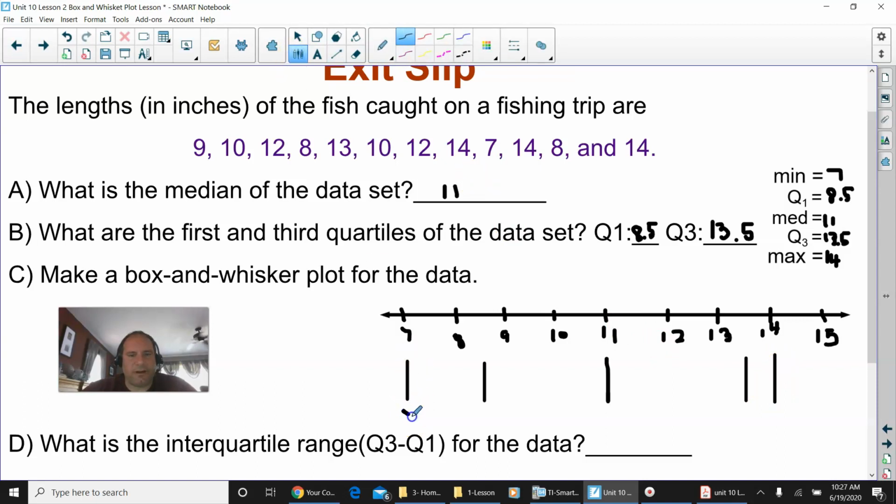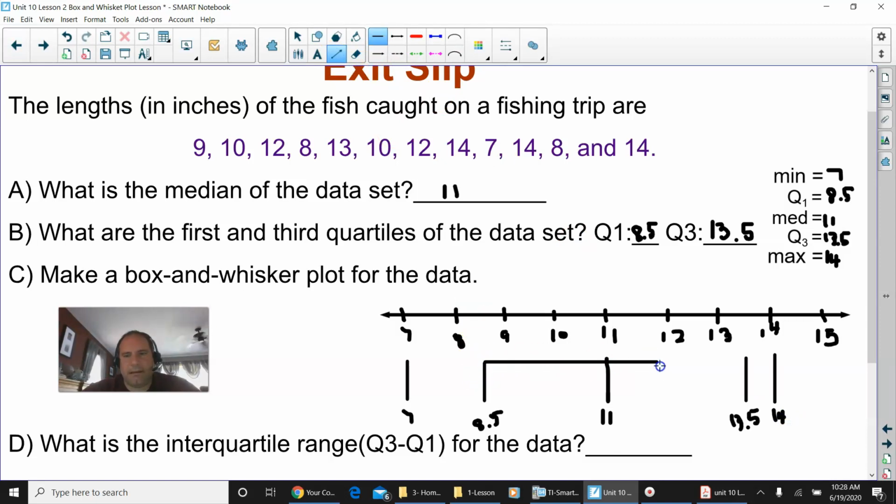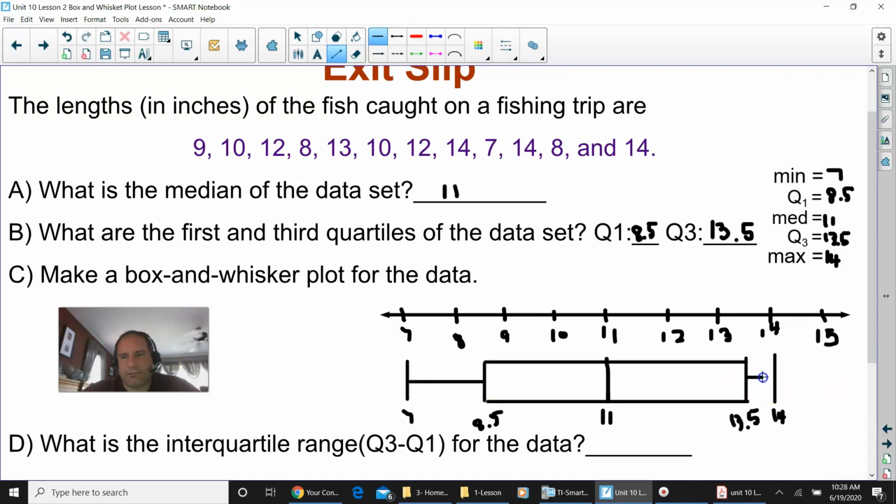I am going to put these directly under the number line: 7, 8.5, 11, 13.5, and the max is 14. Just to make it easy. So I am going to connect quartile 1 and quartile 3, making a box, and connect out to the min from quartile 1, and quartile 3 out to the max, and that is your box plot.